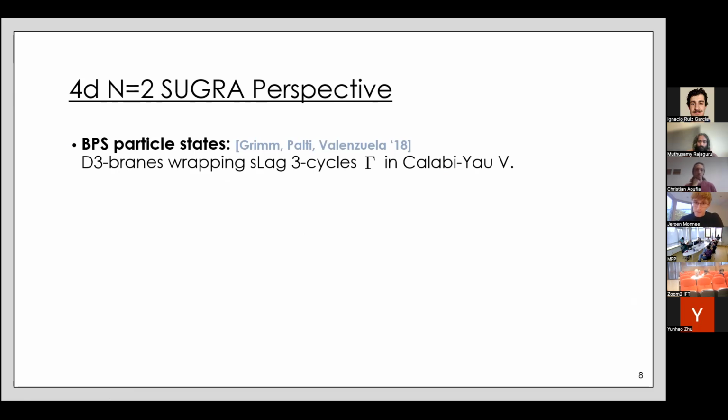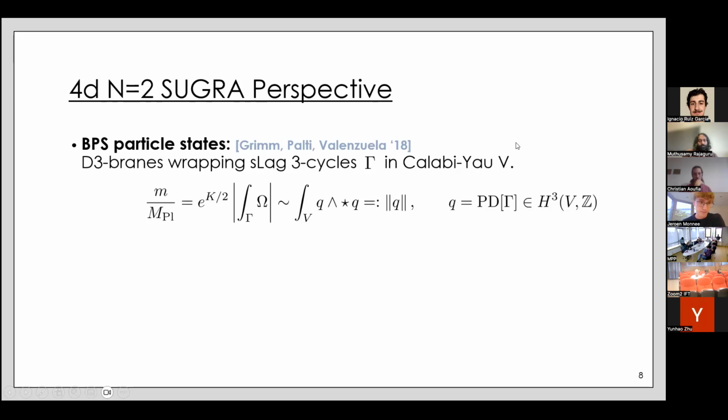Okay, so let's start here. We take type 2B, we compactify it on a Calabi-Yau threefold, and this gives us a 4D N=2 supergravity, and we are interested in studying limits in the vector multiplet moduli space. And we want to know what kind of states become light in these limits. Of course, as was already mentioned in this work, the relevant states to consider are the BPS particle states, which arise from the three-branes wrapping special Lagrangian three cycles, which I denote by gamma, inside the Calabi-Yau, which I denote by V. The mass of these states in Planck units is given by the absolute value of the central charge. You can think of this roughly as being the volume of the cycle.